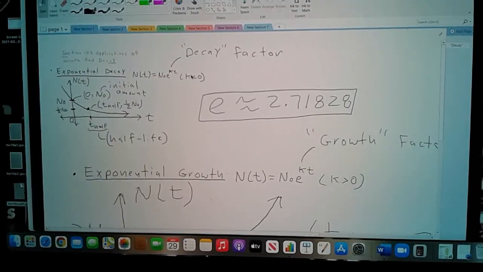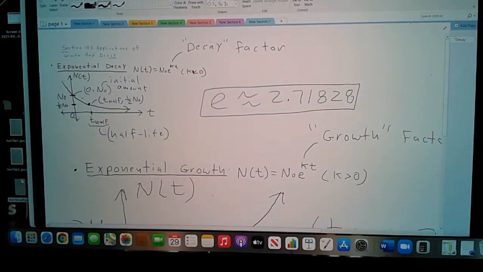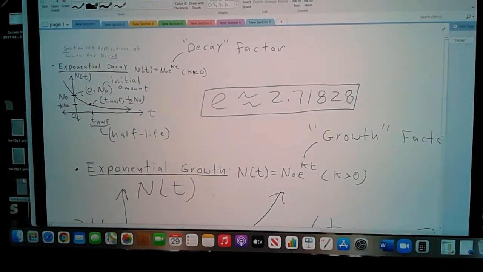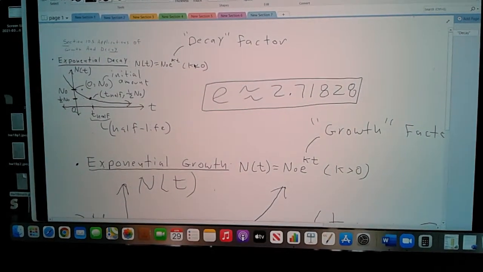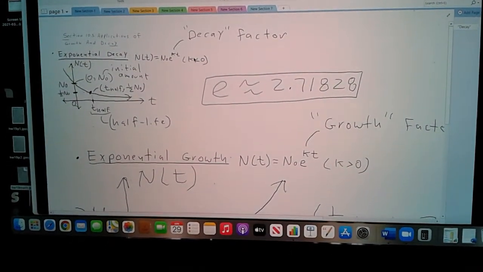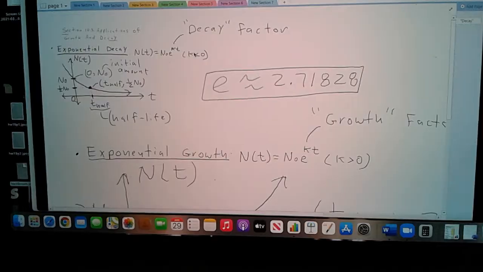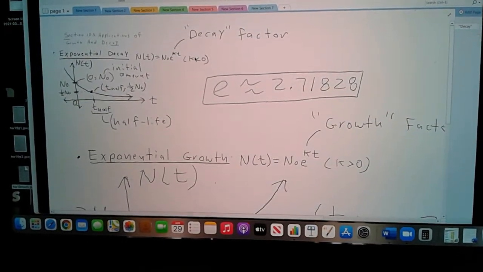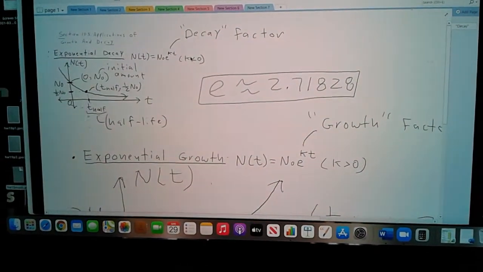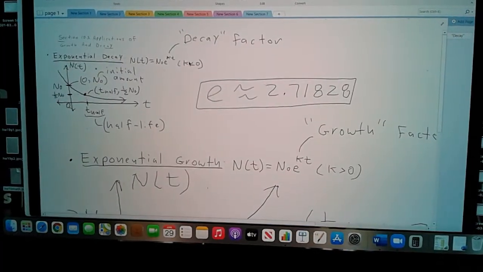So when t is equal to 0, I have initial amount N naught of the substance, or it could be people, anything. Now, as time goes on, you can see that you're losing, right? The N values are getting smaller and smaller. So we call this decay.